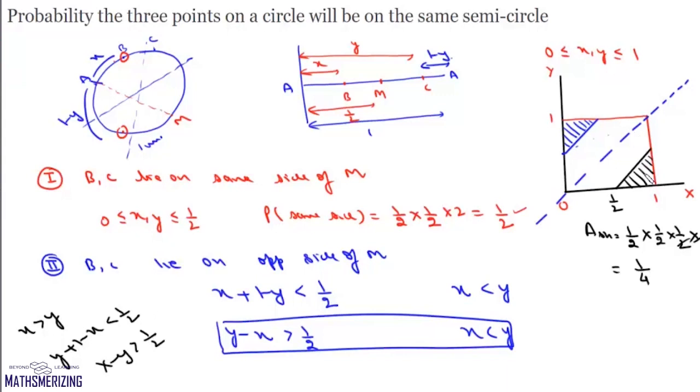Now the probability that B and C lie on opposite sides of M, but still lie on a semicircle, will be simply 1 by 4. So combining these two cases, we get the probability that they will lie on the same semicircle. It will be simply 1 by 2 plus 1 by 4, which is 3 by 4. So if we choose 3 points on a circle, the probability that they lie on the same semicircle is 3 by 4.